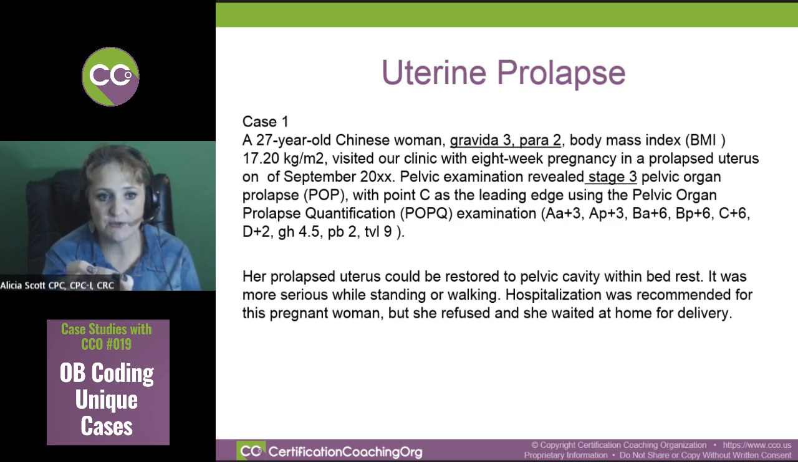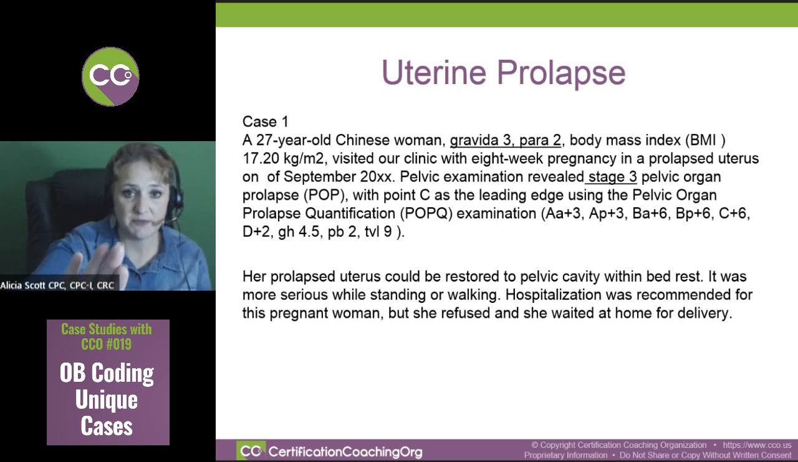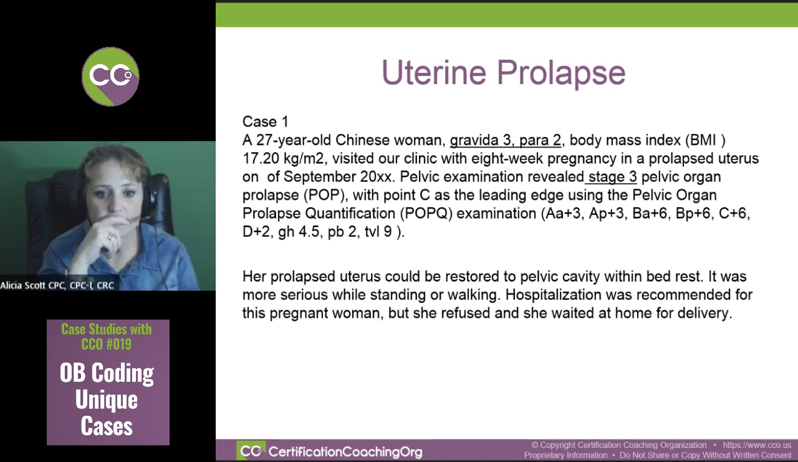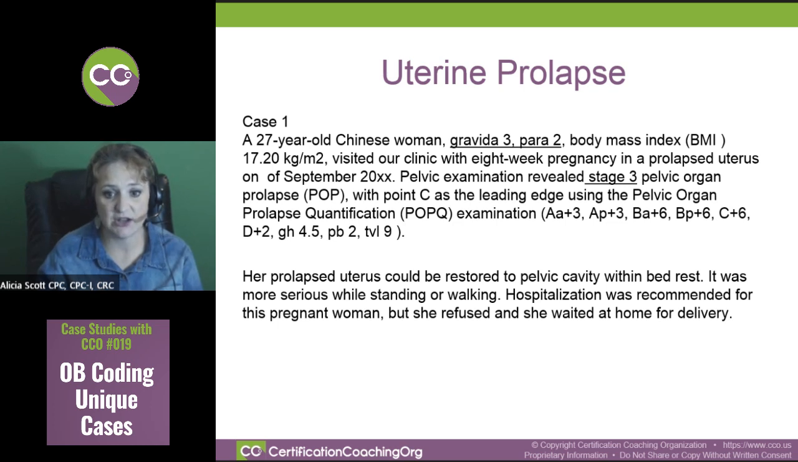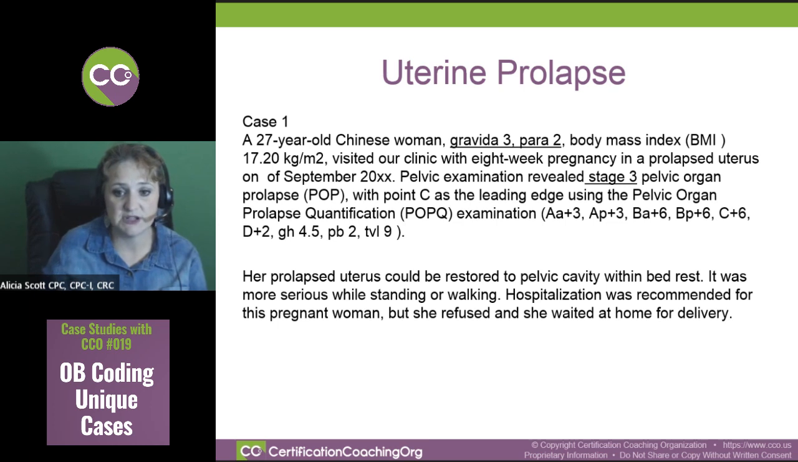So the main thing we know now is that she's been pregnant three times. She's had 2 babies. She has a stage 3 uterine prolapse, and she is 8 weeks pregnant. On the examination, they say that her uterus could be restored to the pelvic cavity with bed rest. So they literally are going to push the uterus back up into place, and if she lays flat, it stays. It doesn't pop back out, is ultimately what they're saying. It was more serious though if she got up, stood up, or started walking around. They wanted her to be hospitalized, but she said no, and she went to continue her pregnancy at home.